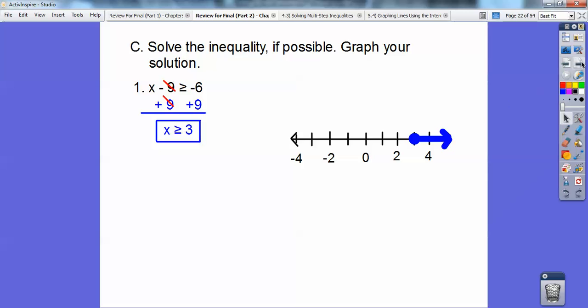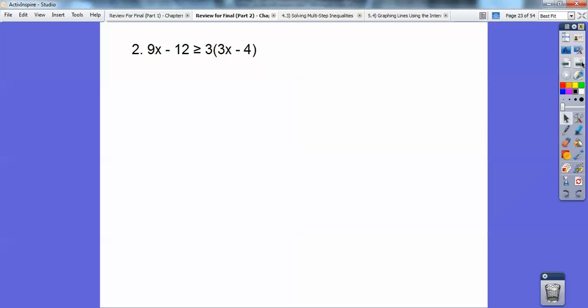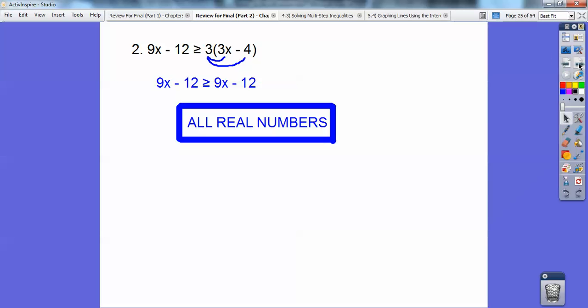For this one, I'm going to distribute the 3 through. And look, I get 9x minus 12 on the left and 9x minus 12 on the right. Those are the same thing. So is this side greater than or equal to this side? Since we have the equals part in here, I'd have to say yes. Any number I plug in, if I go 9 times 10 minus 12, it's going to be greater than or equal to, which is the key part, 9 times 10 minus 12. 9 times anything minus 12 is going to be greater than or equal to anything. So the answer is all real numbers.